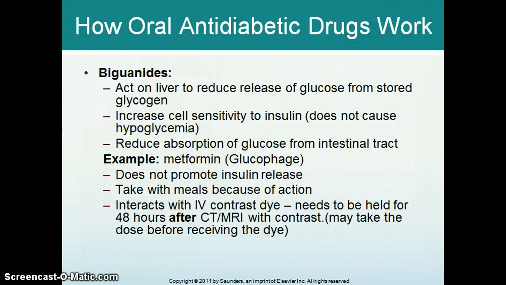Biguanides act on the liver to reduce release of glucose from stored glycogen. Increased cell sensitivity to insulin then will not cause hypoglycemia. There is a reduced absorption of glucose from the intestinal tract. The example here is metformin. Metformin does not promote insulin release. It is taken with meals for its action. However, metformin interacts with IV contrast and needs to be held 48 hours after receiving contrast dye. It may be taken before receiving the dye.